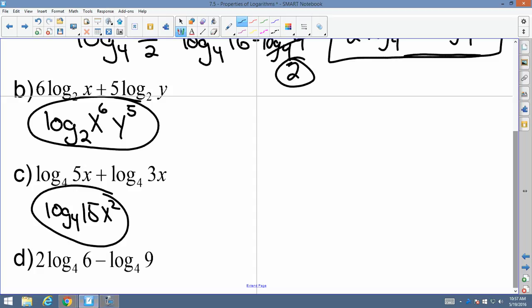Okay, you have a question on C. Yes, sir. Put the exponent of the x in the front. No, because then I would be expanding it. This is one single logarithm. Remember, you got to know the difference between the expanded and the contracted.